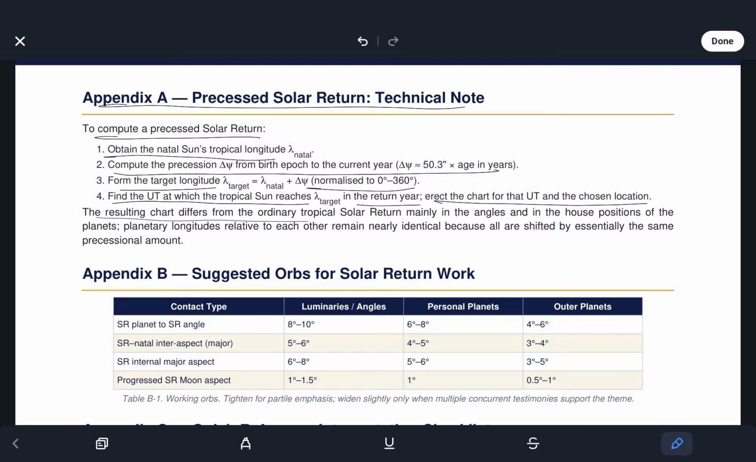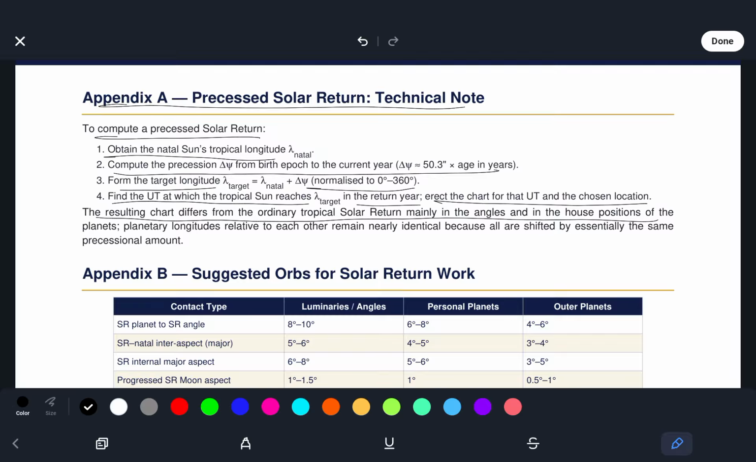The resulting chart differs from the ordinary tropical SR mainly in the angles and in the house positions of the planets. Planetary longitudes relative to each other remain nearly identical because all are shifted by essentially the same precessional amount.